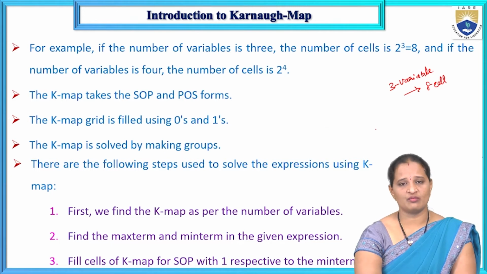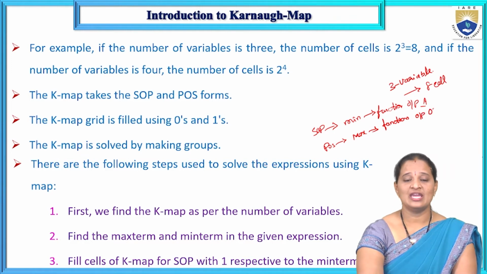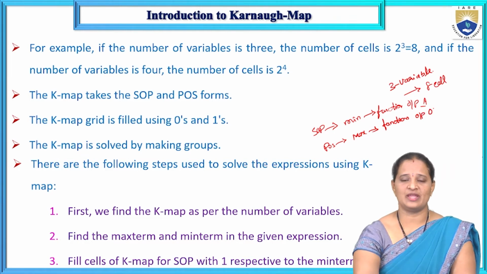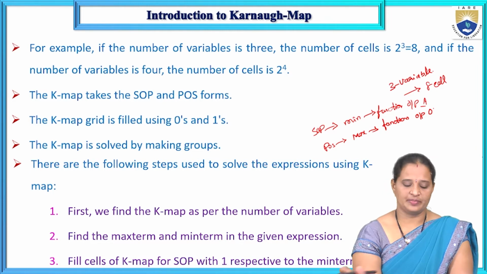Why are we placing 1? Because the function is in SOP, so all the minterms will produce the function output as 1. If it is in POS form, it consists of max terms, and it indicates that for all the max terms present in the function, the output is 0. So that is why in the respective cells we need to place either 1 or 0, depending on the form of the Boolean function, either SOP or POS.